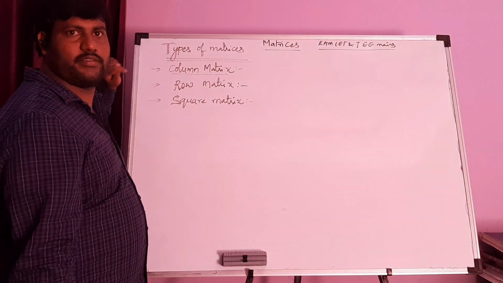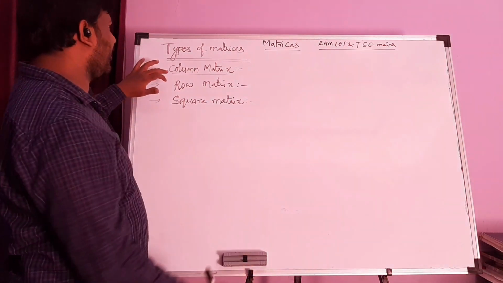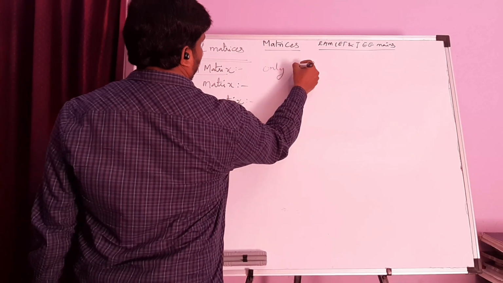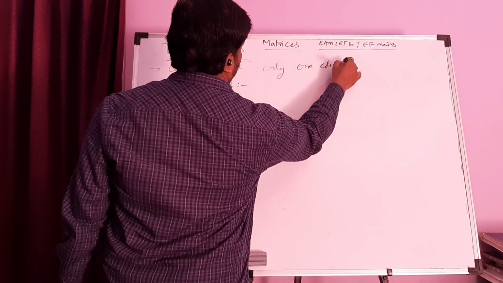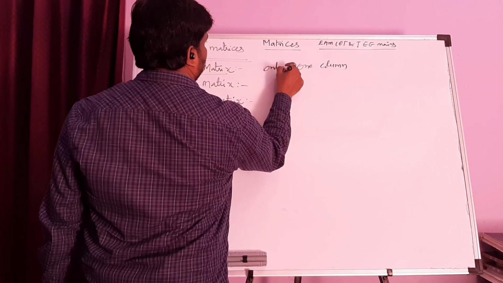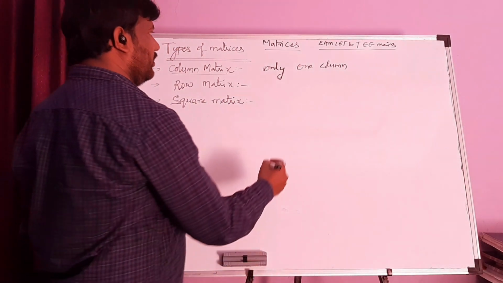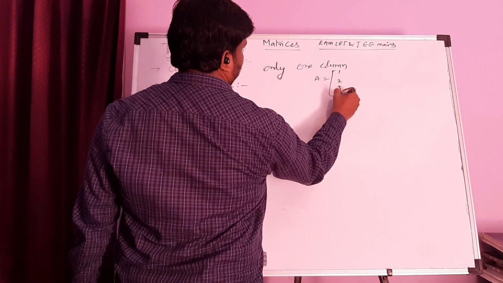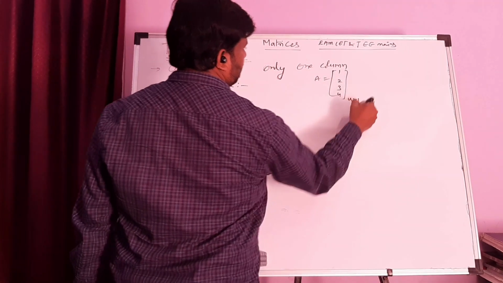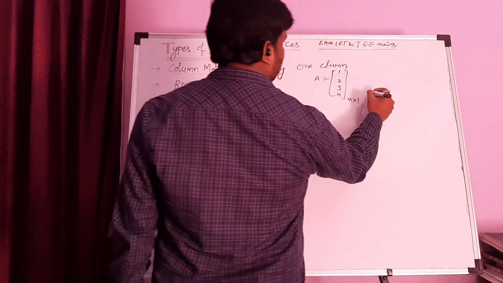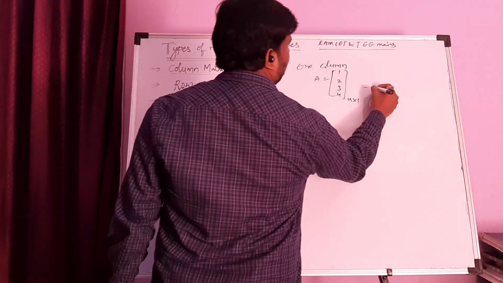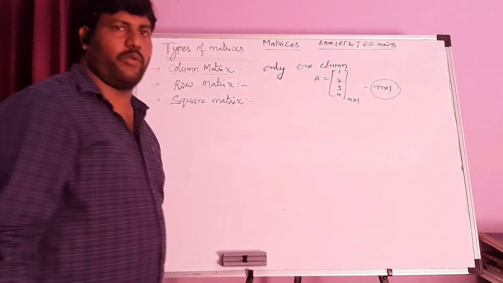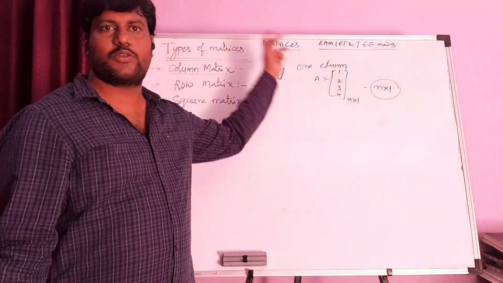Another type is the column matrix. Now see what a column matrix actually is. As the name implies, any matrix having only one column is called a column matrix. For example, A is a matrix which has only one column: it has 4 rows and one column. So a column matrix will always be of order m by 1, with only one column. It's called a column matrix.